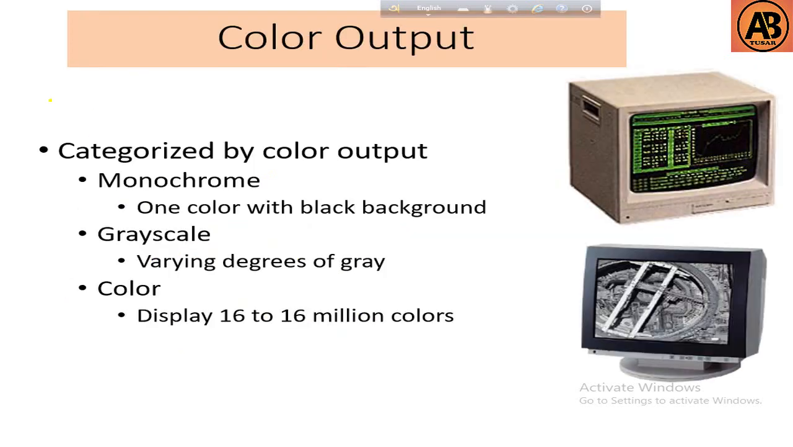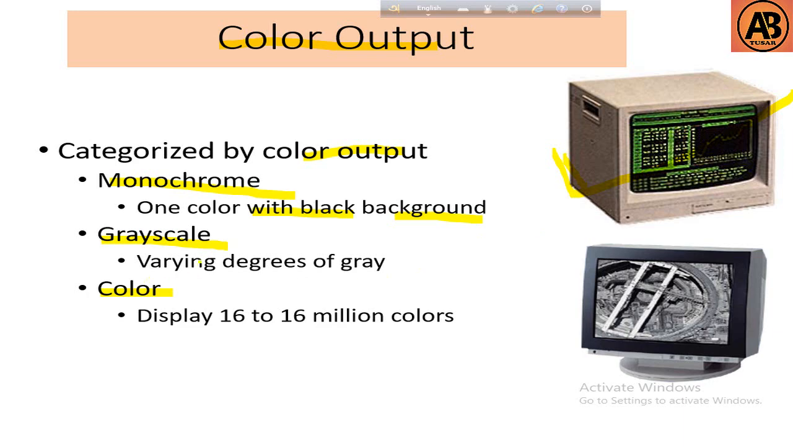Then color output. Monitors are categorized on the basis of color. Monitors are of three types: monochrome, grayscale and color. Monochrome means only one color with a black background. Here you can see one color, that is green color with a black background. This is a monochrome monitor.